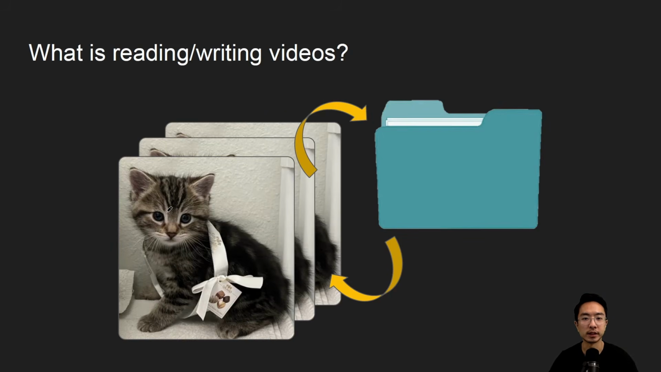Okay, so what is reading and writing videos? Typically when you have a video, it's going to consist of a bunch of frames, and each frame you could treat as an image. Here you can see we have 3 frames. When we're reading and writing it, we're essentially getting these frames and sending them back and forth between our folder.